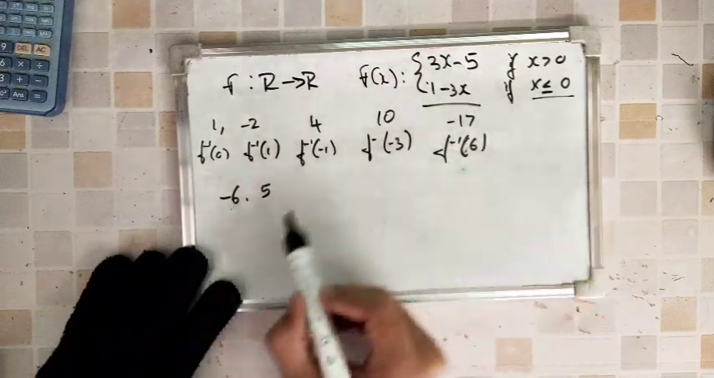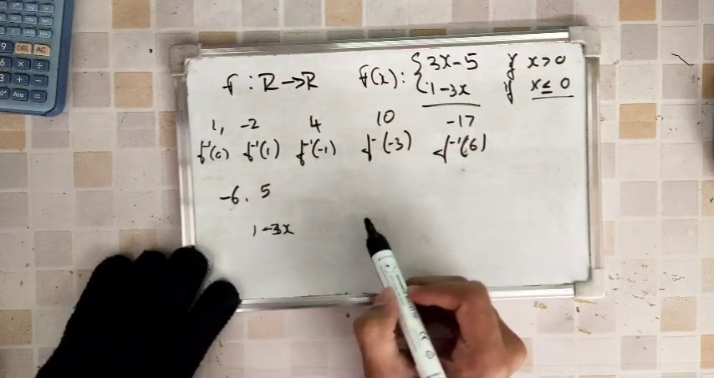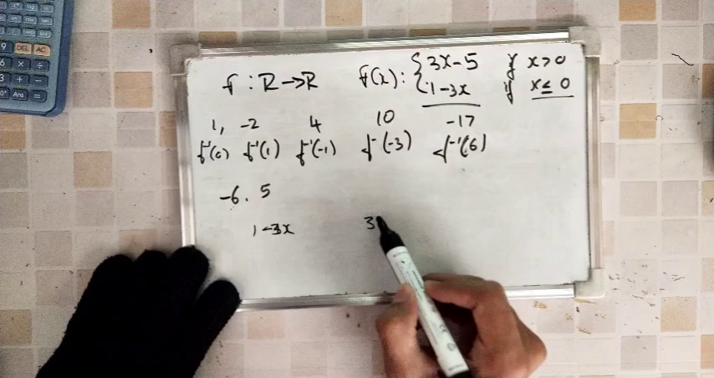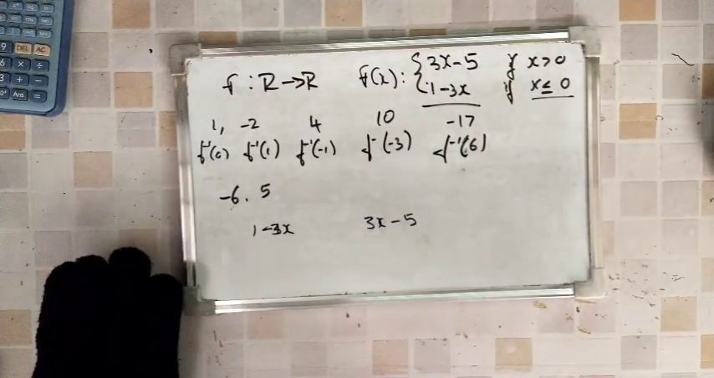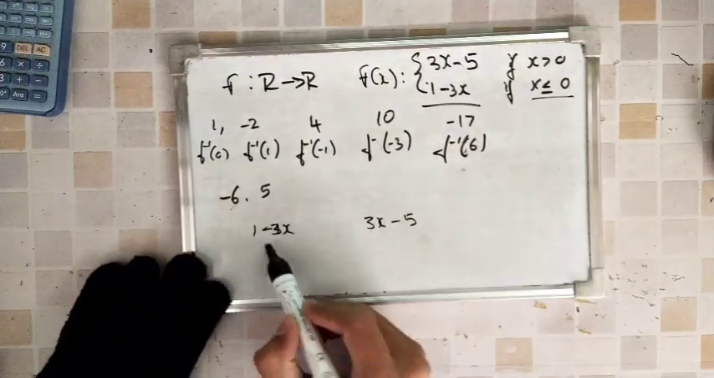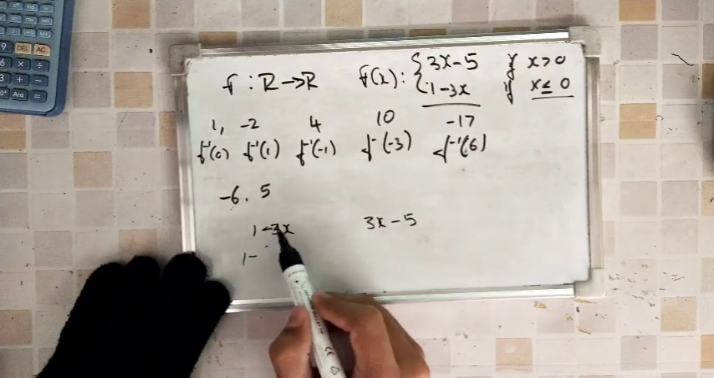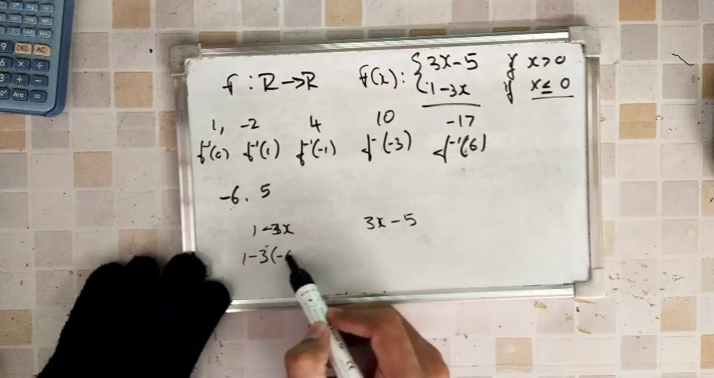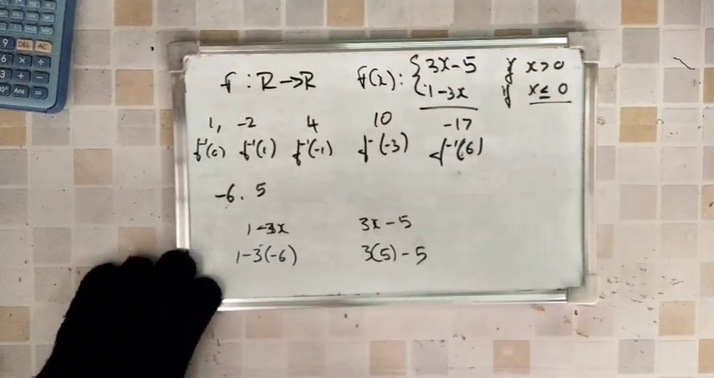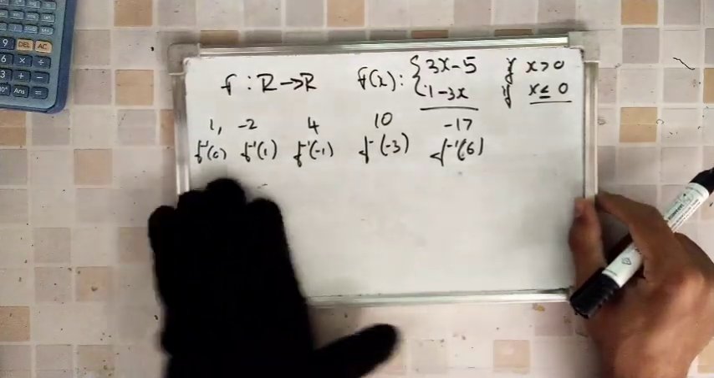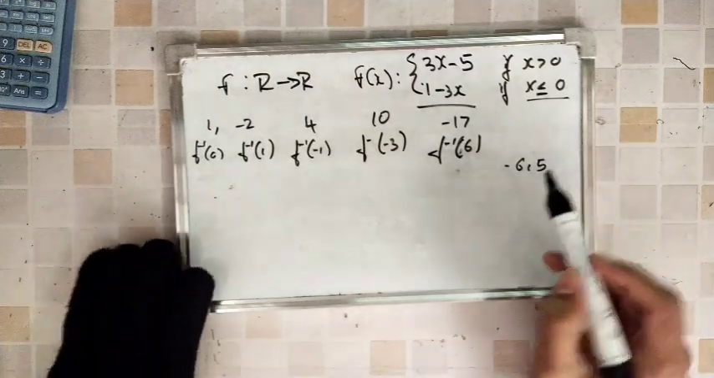I will consider this equation first, 1 minus 3x, then simultaneously I will consider this equation 3x minus 5. Okay, first I will consider like this, then I will solve. Since they have asked minus 6 comma 5, right? Minus 6 comma 5, we have two values here. For two values, what will we take? We will consider both the equations.